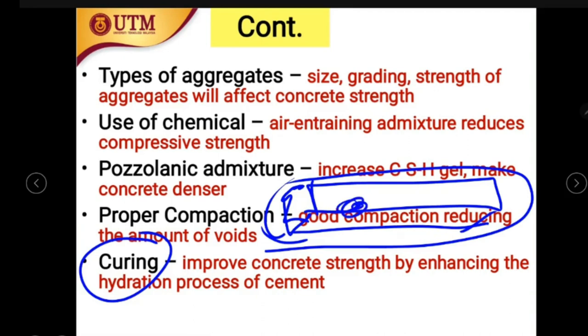The reason that we do this is because we don't want the water inside the concrete to evaporate. Once the water goes out from our concrete, the water left in the concrete might not be able to complete the full hydration process. So we don't want the water to escape, and that's why we use the wet cloth. We ensure there is high humidity so that the water inside cannot escape. So that is curing. Curing can improve the strength by ensuring the completion of the hydration process.